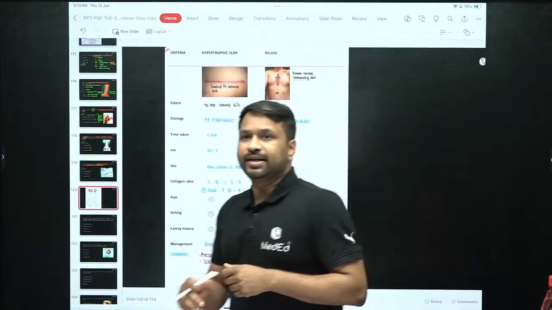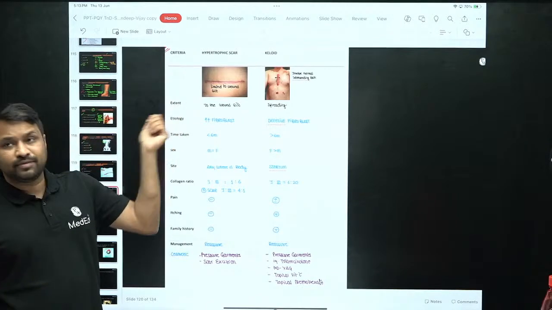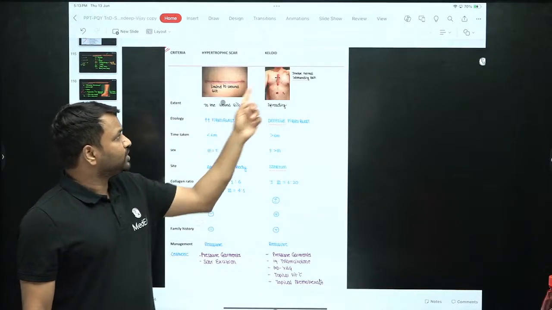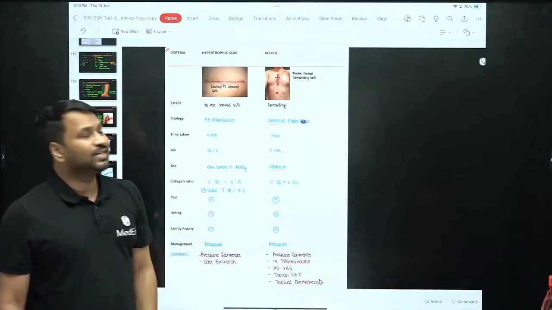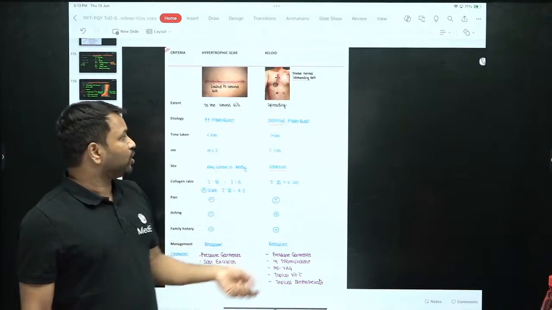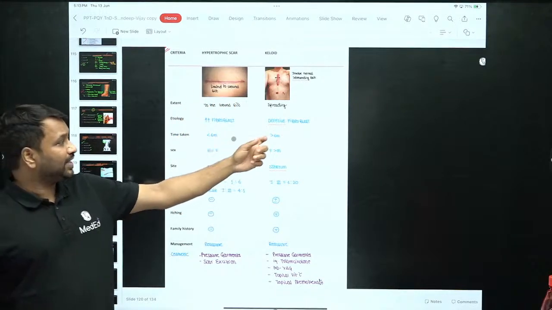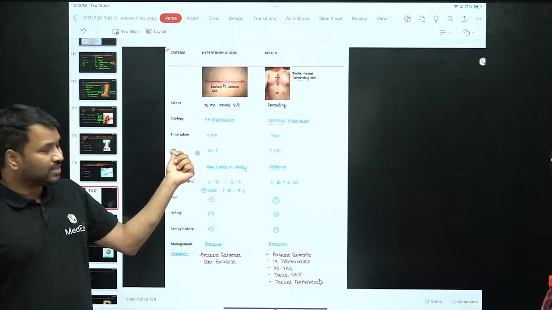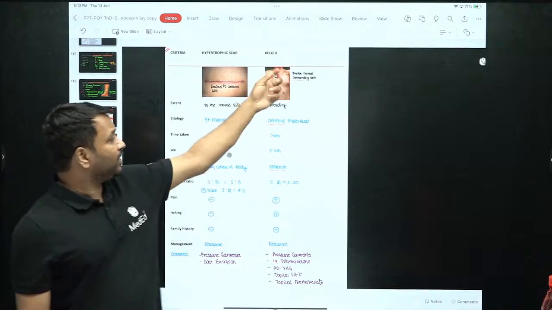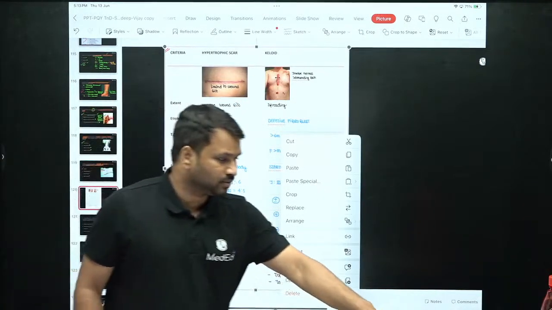Right, you can see the differentiation between the hypertrophic and keloids. Now, extent when we say in hypertrophic scar, it is limited to wound site, whereas keloids, it will be involving the surrounding skin as well. Etiology, it is because of excessive fibroblast. Keloid is because of defective fibroblast. Time taken for the hypertrophic scar is within 6 months. It takes beyond 6 months for the keloid to develop. Sex, male, female are equally involved, whereas in keloids, females are more commonly involved when compared to males, right?